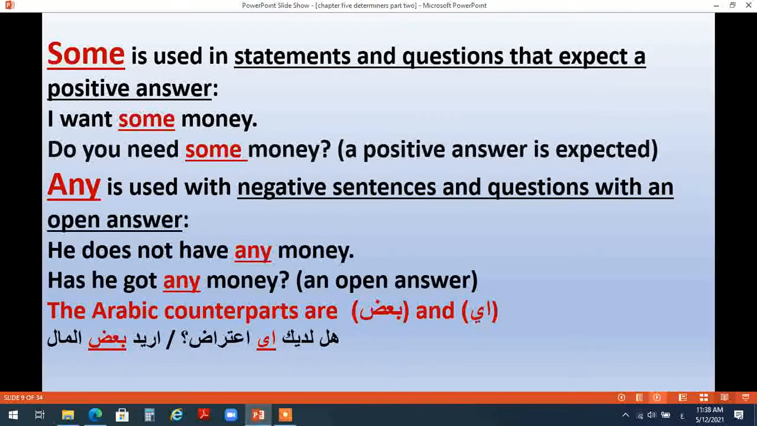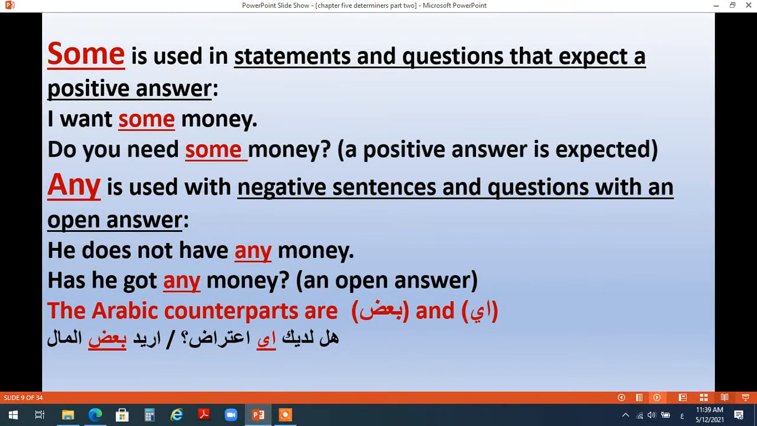Some is used in statements and questions that expect a positive answer. إذن نستخدم السم في العبارات الخبرية أو العبارات المثبتة، وكذلك في الجمل الاستفهامية التي تتوقع جوابا إيجابيا أو جواب بالإيجاب. I want some money هنا استخدمناها مع جملة خبرية. Or you can say do you need some money هنا استخدمنا some في جملة استفهامية ومعناها a positive answer is expected، يعني نتوقع أن يكون الجواب بالإيجاب.